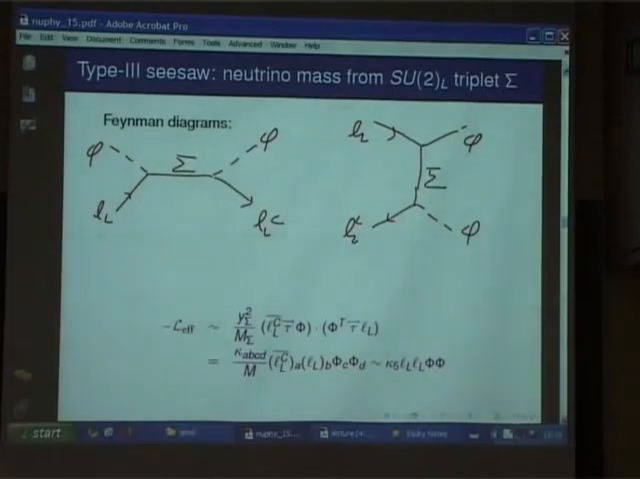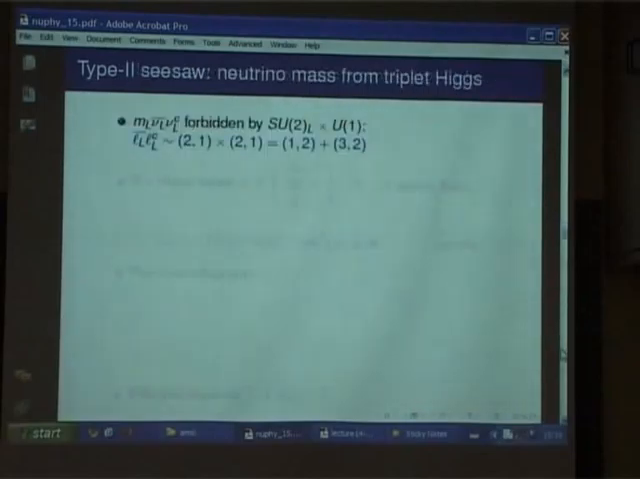Right, so here's what is slightly different. Now let's look at what is called type 2 seesaw. It's a slightly different philosophy. So we know that you cannot have a term like nu L nu L C because of SU2 and U1 hypercharge. That's why nu L could not have a Majorana mass.